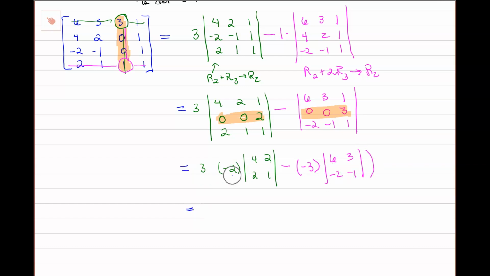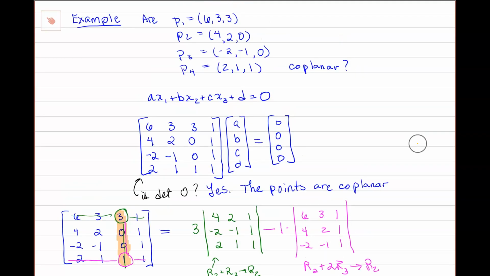So I'll have 3 times negative 2, that's negative 6, times the determinant of this little 2 by 2, which is minus 4, so that's 0, minus negative 3, or minus a negative 3 is the same as plus 3, times, let's see, negative 6 minus negative 6, so that's 0. Since the determinant of this matrix is 0, the answer to this question is yes.